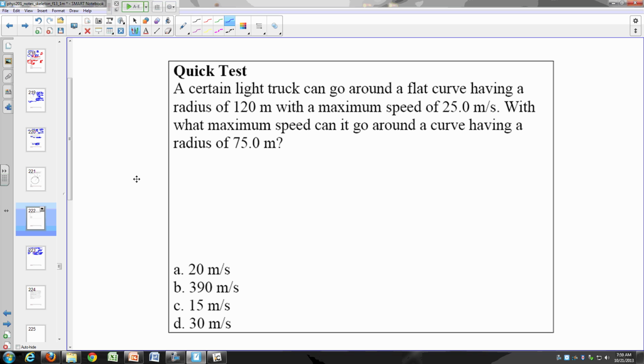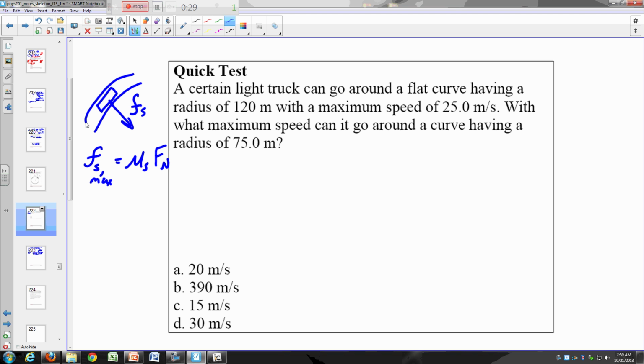So let me just give you a little hint here. I have this curve, and I have a truck going around it. You want to list the forces that are acting on it. The force that's causing it to go in a circular path is the force due to static friction. So remember, our maximum static friction is equal to mu s times my normal force.